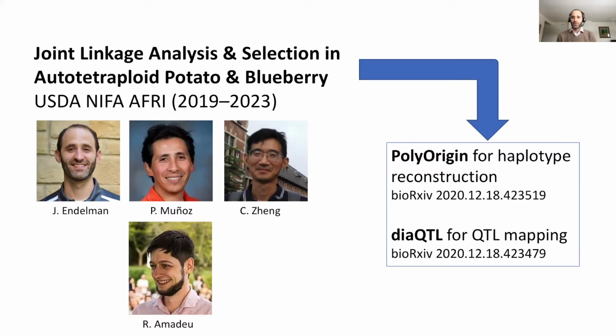So yesterday we talked about PolyOrigin, which is the software that will analyze the genetic marker data for your diallel and then output genotype probabilities. Those can be used in conjunction with the phenotype data to do the QTL mapping, and that's the purpose of the diaQTL package.